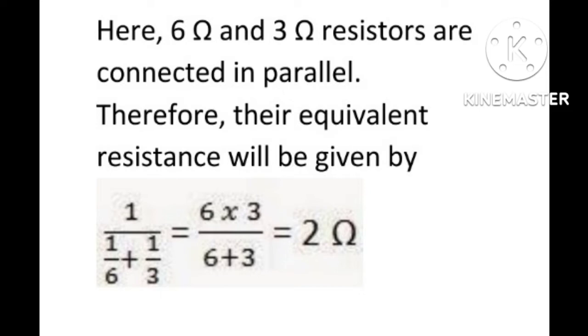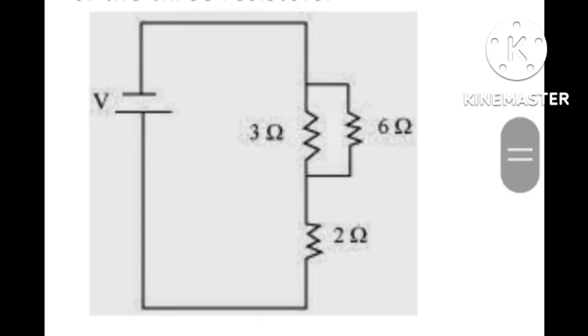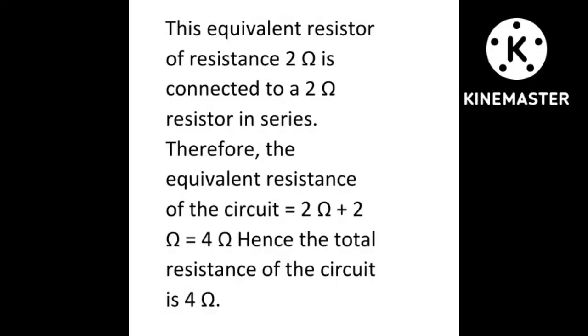Now we can draw the circuit. Here we can see that the cell is connected and the 3 ohm and 6 ohm are in parallel. That means the effective value will be 2 ohm. Okay. Then that 2 ohm is connected in series with the 2 ohm. So the total resistance will be 2 plus 2. That will be 4 ohm. Okay. Hope it is clear.